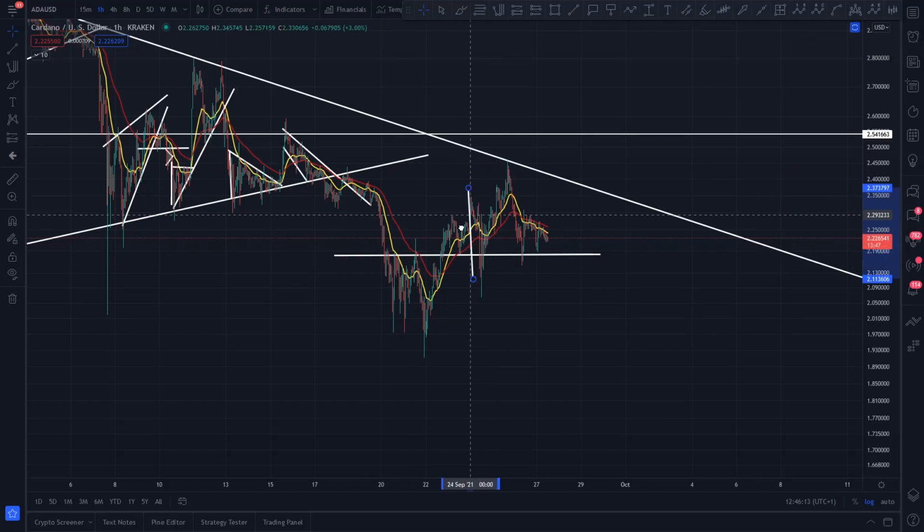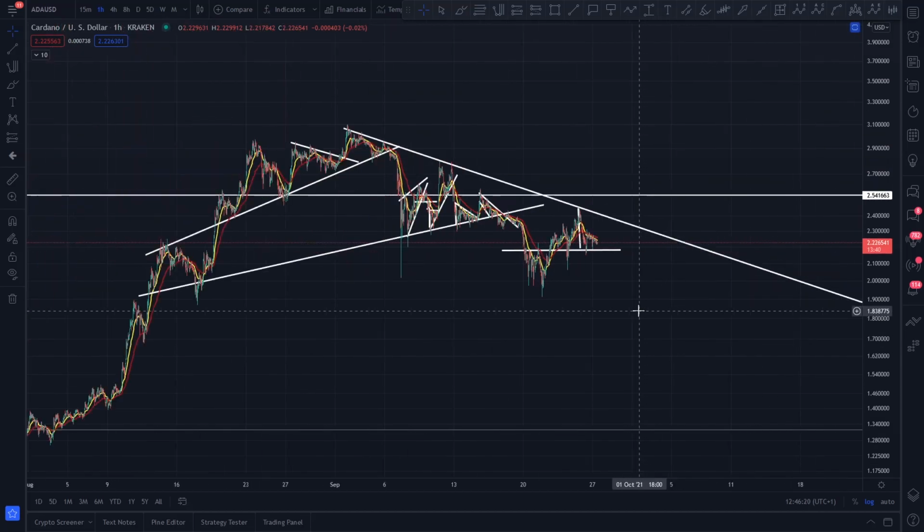I mean, look at that. That was absolutely spot on, wasn't it? So that's a beautiful little trade, but I didn't post it because I've not been doing Cardano updates. I've been really busy, so I do apologise.